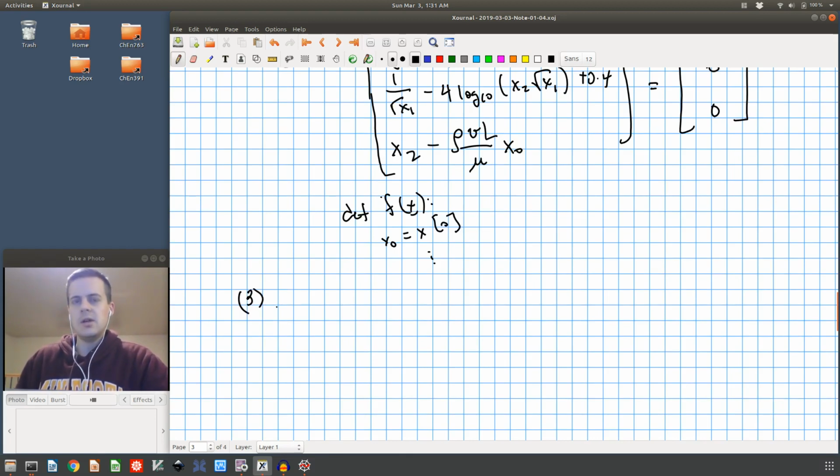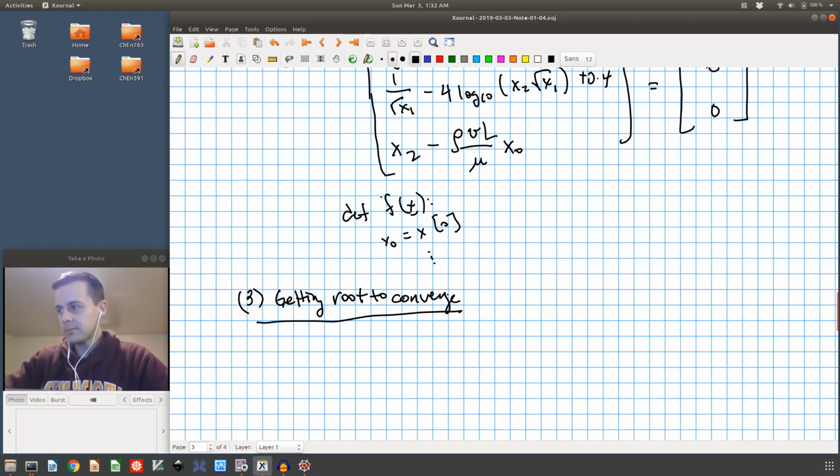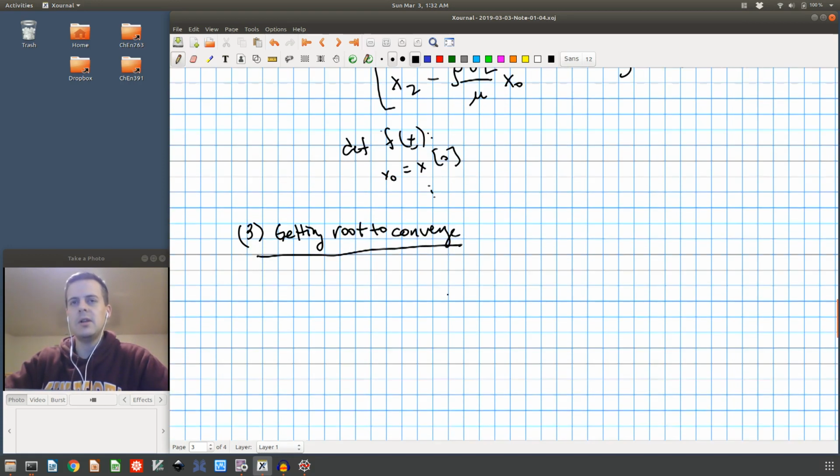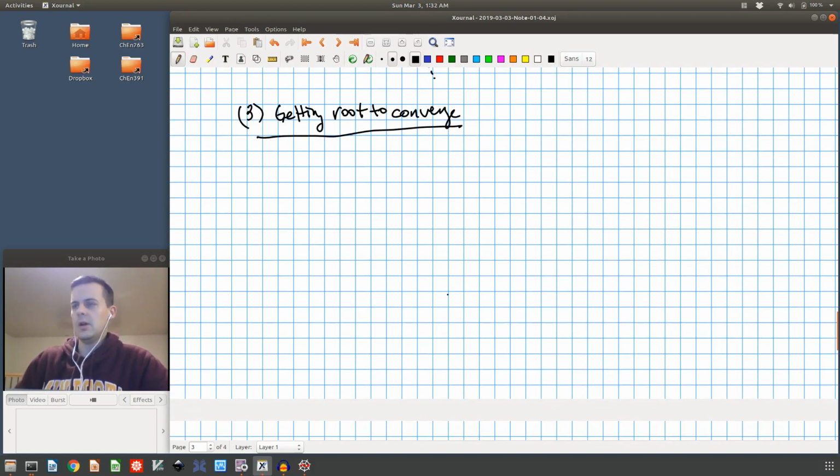Last thing, 3, is getting root to converge. There are two things it takes to get root to converge. The first is we need a good guess. As you saw in the last homework, if you have a system of just 2 equations, 2 unknowns, you can make a plot, and that's a pretty good way of getting a guess.